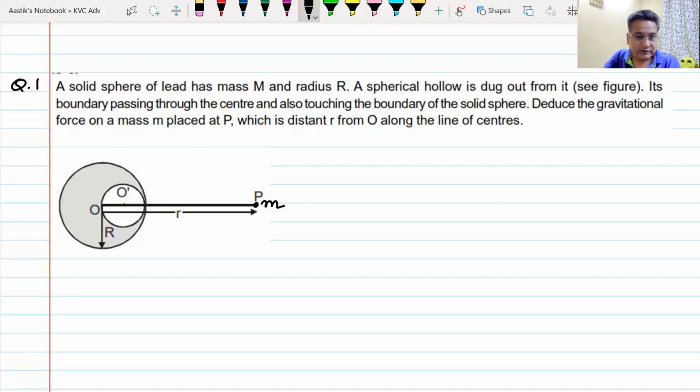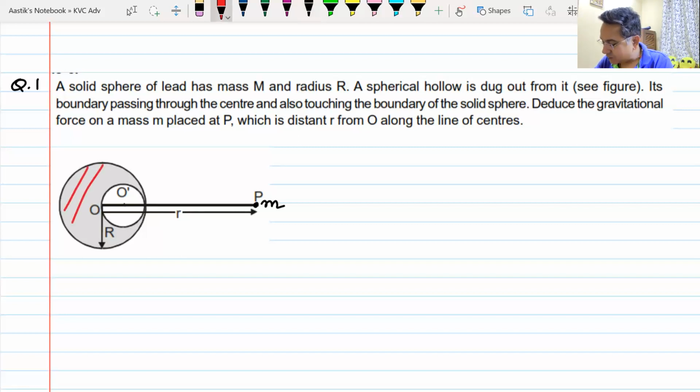Sir, I have found the gravitational field due to the whole sphere without the hole, and then I subtracted the gravitational field due to the sphere of radius r by 2. Okay, good. So what is the answer that you get? Gm into r minus 4 by r square something. Okay, so I think the concept was correct.